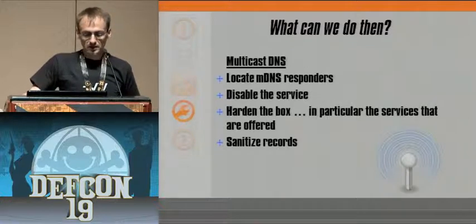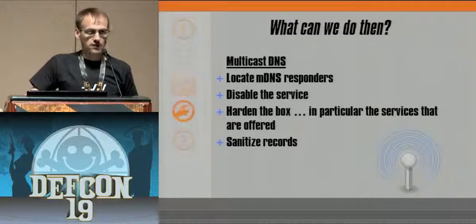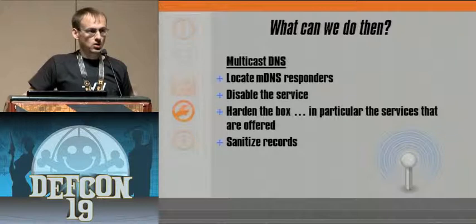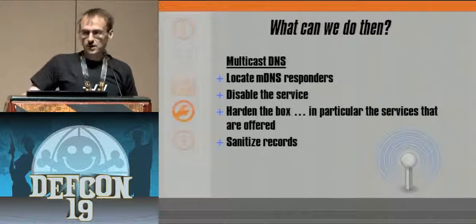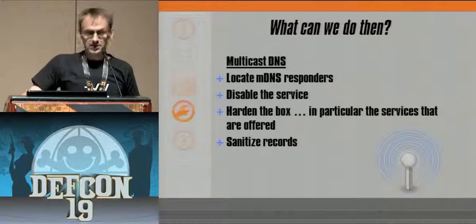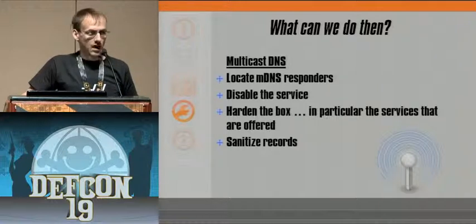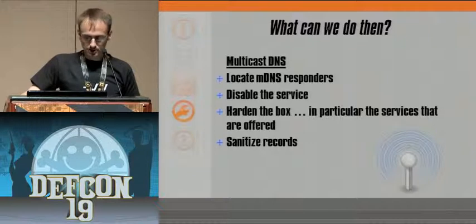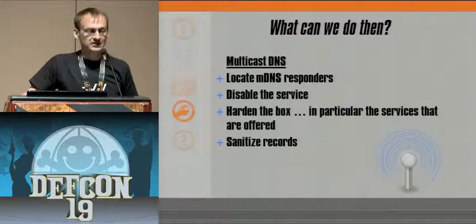And now as far as multicast DNS is concerned, the first one was basically to deal with people listening out there on the network. But how do you deal with people who are advertising? I think it's important to take the tools that I've developed to locate the MDNS responders out there. Disable the service if you can. And if you can't, harden the box, in particular the services that are offered. And make sure, if you can, to also sanitize those records.